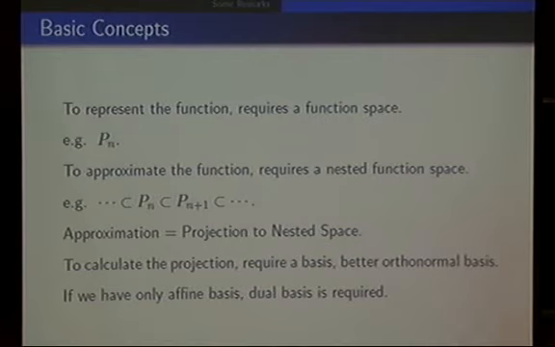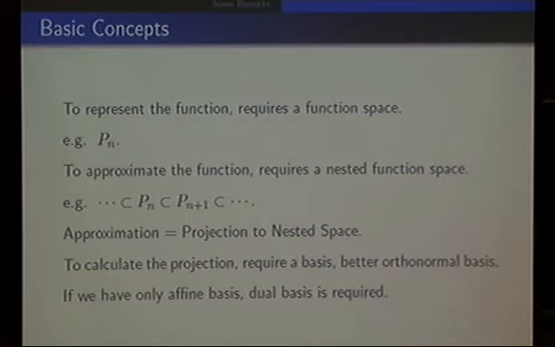To represent a function, we require a function space, for example, the polynomials. However, any finite degree polynomial cannot represent any function. We should have a nested space. For example, for polynomials, this is the degree of n, and this function space is included in the degree of n plus 1, and so on. Then the space is always larger and larger. Then we can use such nested spaces to approximate any functions.